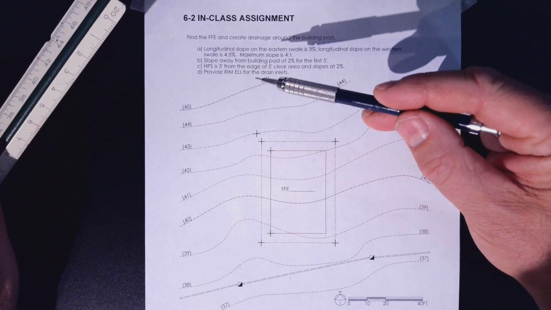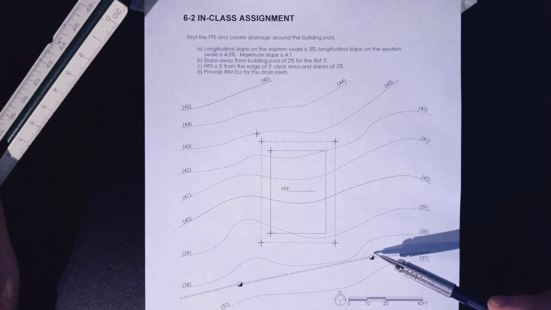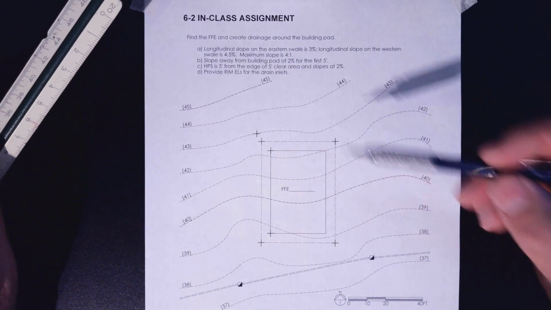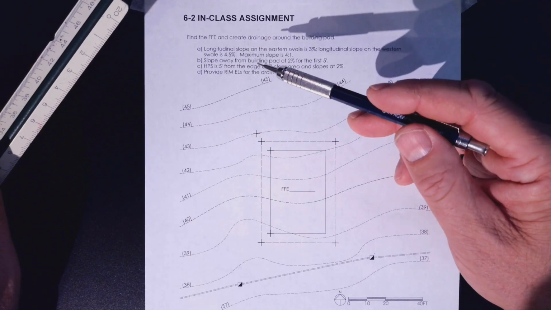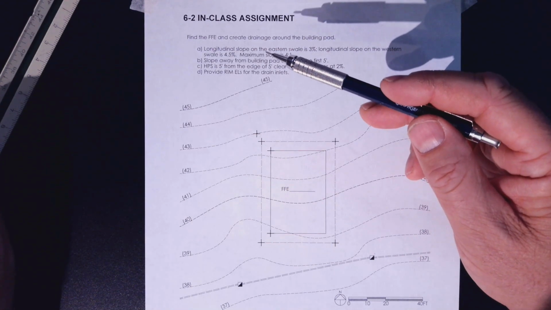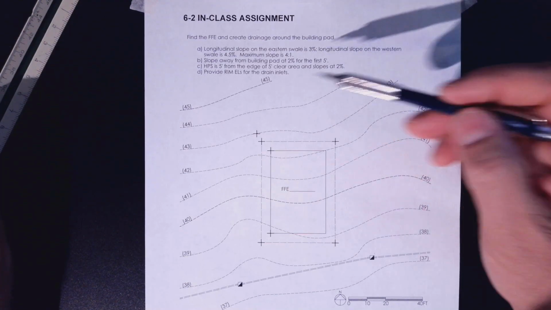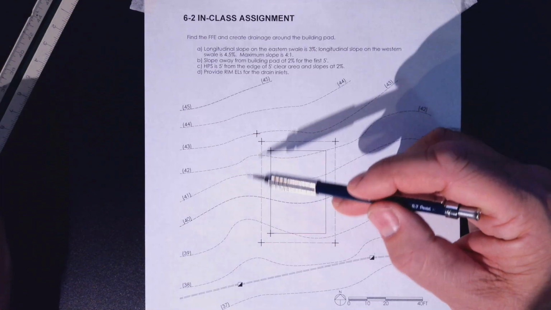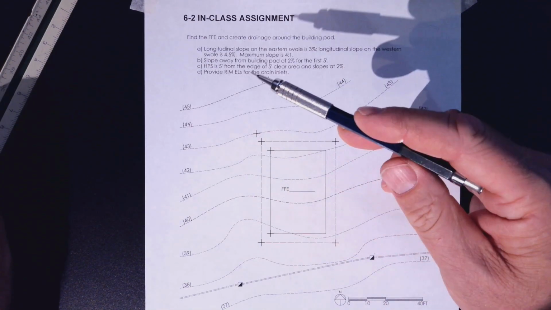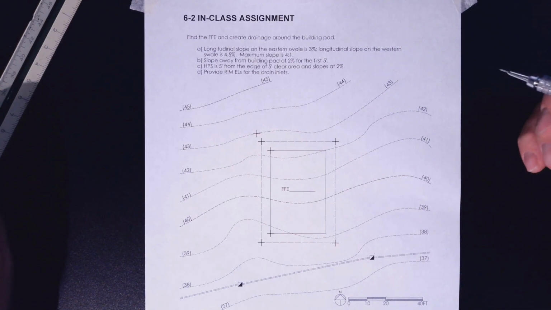Provide rim elevations at the drain inlets. And those are down here. And there are two swells. You can't see it, it's just off the page, but north is straight up. They say the longitudinal slope of the eastern swell, that's this side, is 3%. Longitudinal slope on the western swell is 4.5%. That's this one. So the maximum slope is 4 to 1. With that, let's go ahead and get started.